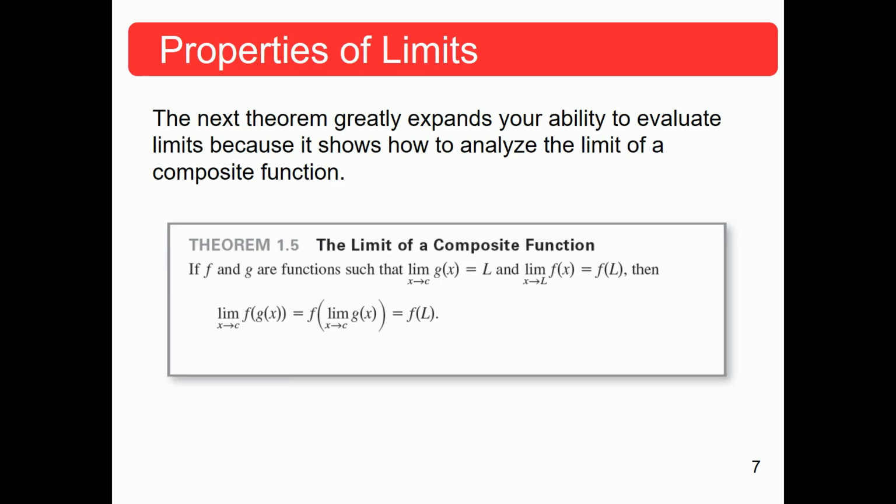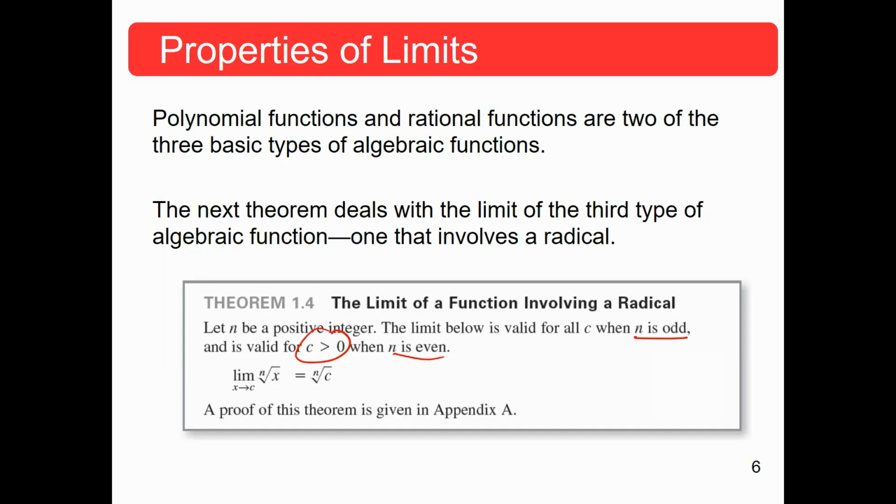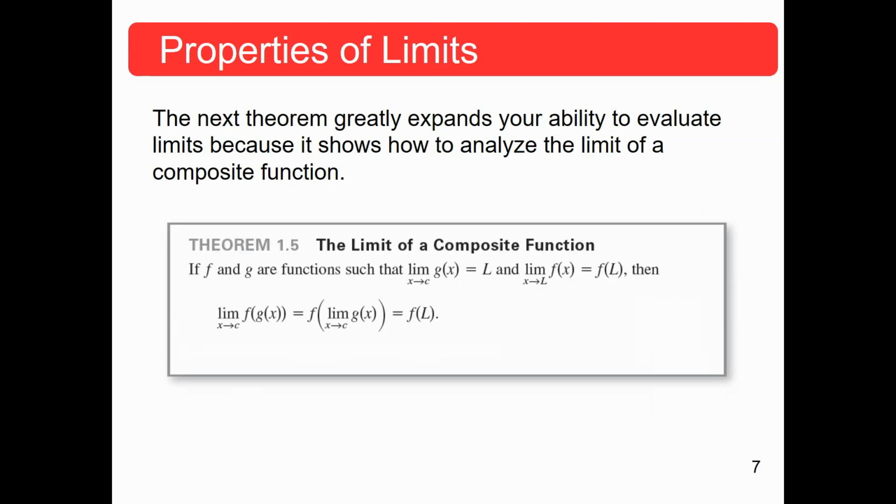Another one, composite functions. This is when we're talking about things like, honestly, the square root function. If you're taking more than just the square root of x, if you're taking the square root of 3x squared minus 4x, that's a composite function because we're putting a polynomial inside of a radical. Now, when we do this, basically you're going to take the limit of the inner function and plug that limit into the outer function, right?